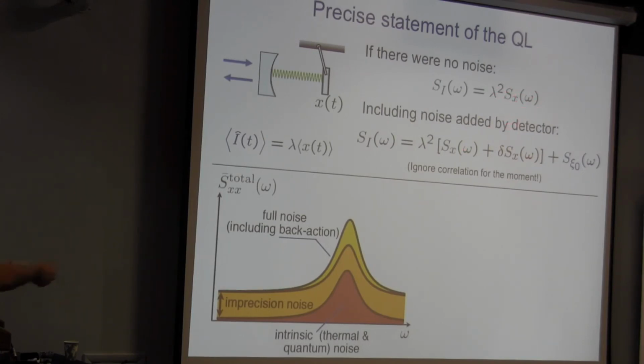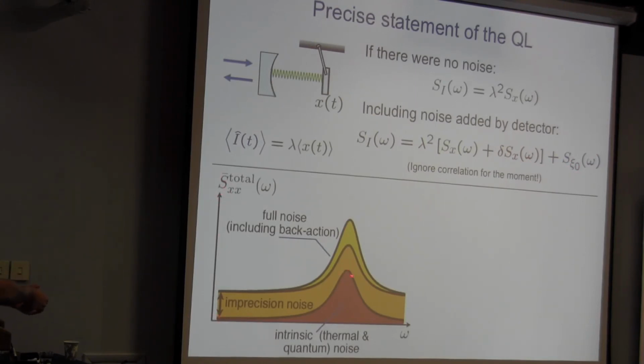Okay? So if you include the noise that's added by the detector, well now we have this nice noise that we want, the good noise we wanted to have, the intrinsic noise of our mechanical resonator. Here's the added back action noise. Here's that added imprecision noise. So if we plot that, again, here's noise spectral density versus frequency.